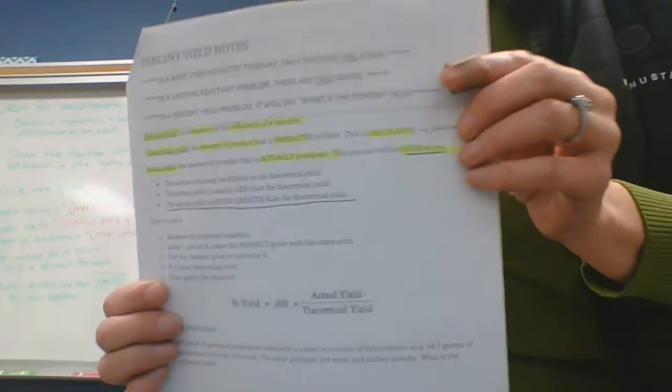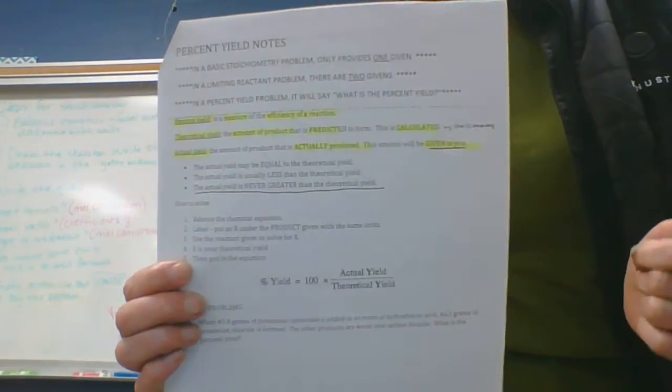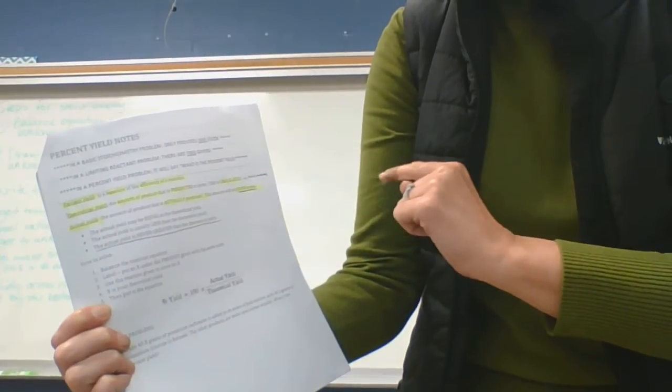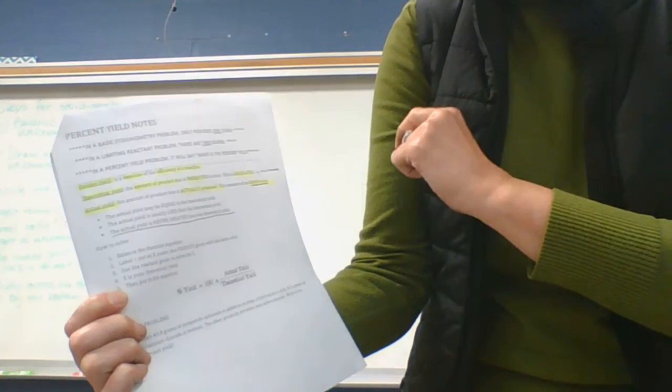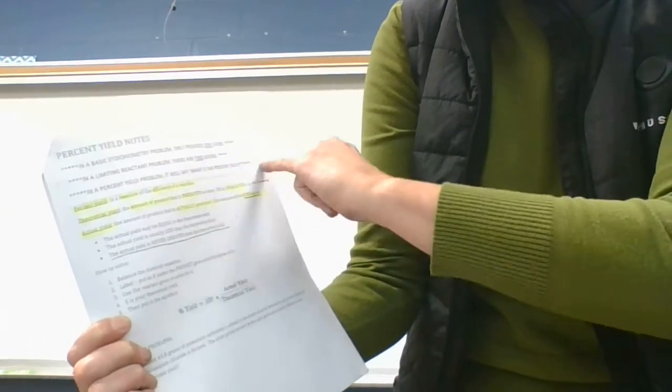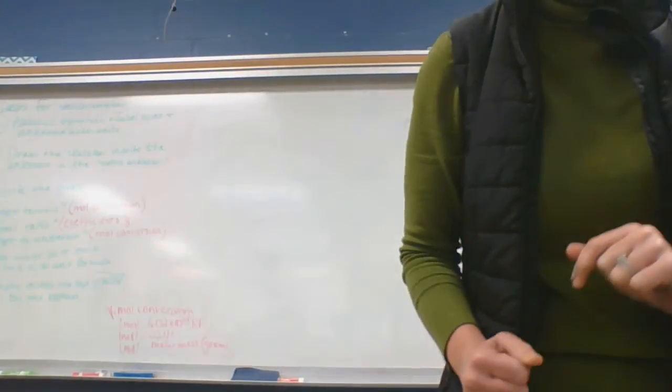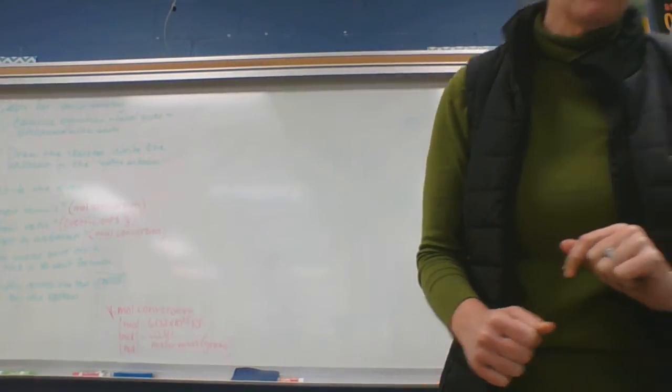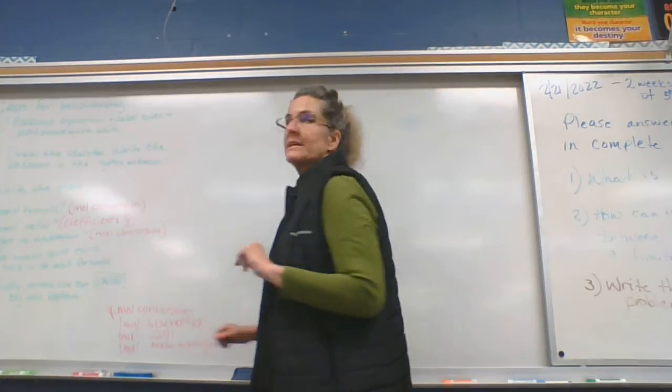Okay, so we're looking at these notes right here, percent yield notes. So we know in a basic stoichiometry problem, only one is given. In a limiting reactant problem, we have two givens and a percent yield. It will say what is the percent yield. Percent yield is the efficiency of the reaction. So we're going to have our actual yield and our theoretical yield.